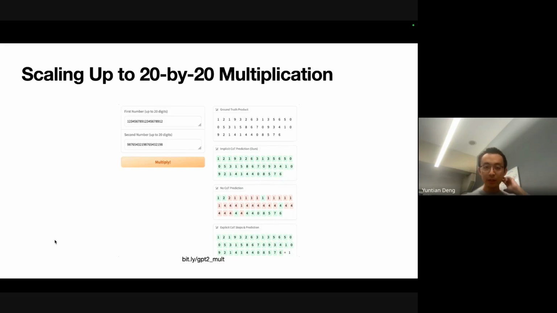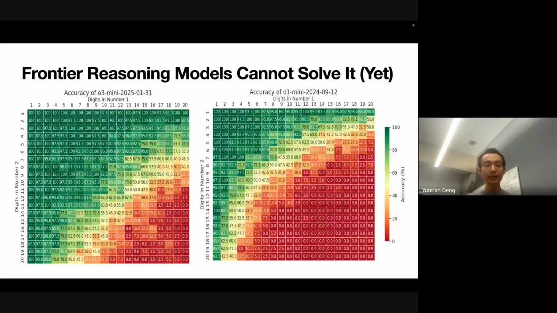And to show how challenging the task is, if you look at the frontier reasoning models, they cannot solve it yet. Here I'm showing the heat maps of OpenAI's reasoning models in solving multi-digit multiplication. On the left-hand side of this figure, I'm showing the performance of O3 mini, and on the right-hand side, I'm showing the performance of O1 mini. Oh, and by the way, I wanted to clarify that the performance of O1 is actually roughly similar to O1 mini.